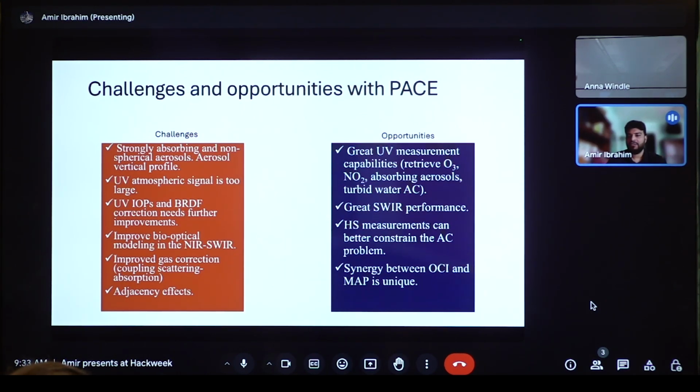We have a better ability to retrieve information about the atmosphere and about the aerosols, and we have great sensor performance. In the future, we're going to work toward the synergy between the ocean color instrument and the multi-angle polarimeters to improve the atmospheric correction. So I know it took a lot of time, so this is it. Those are the slides that I have.